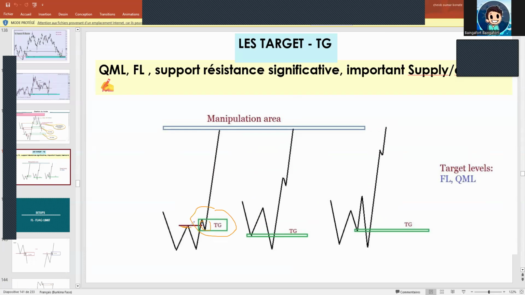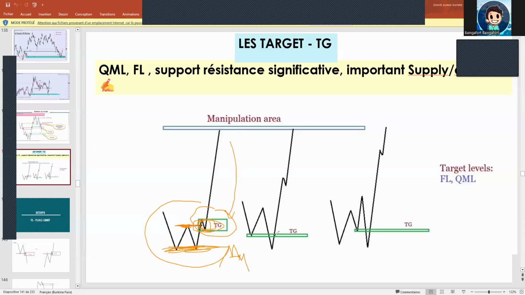Generally, you can see it by the neckline. Imagine you have a double top like that. From the neckline here, you can see a break, a retrace, and then it goes down. And this one is like a double bottom here, or maybe support there, and you can see the neckline. This kind of neckline here, flag, is good for a target.